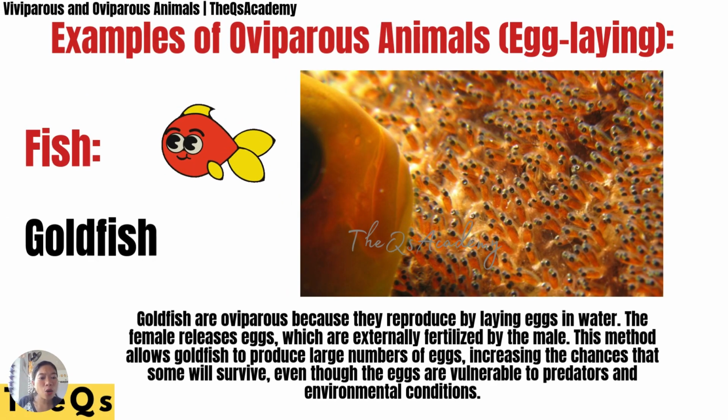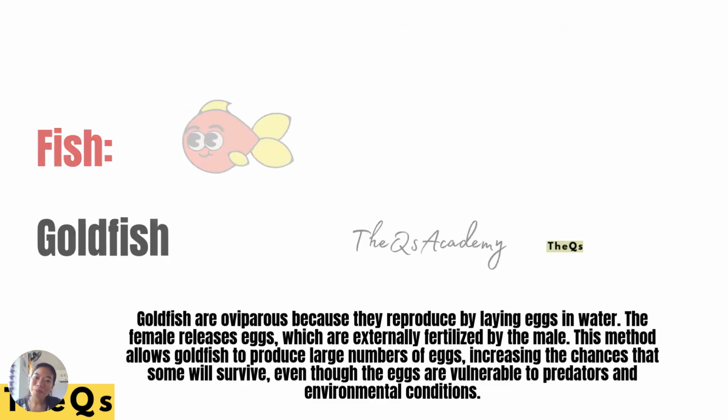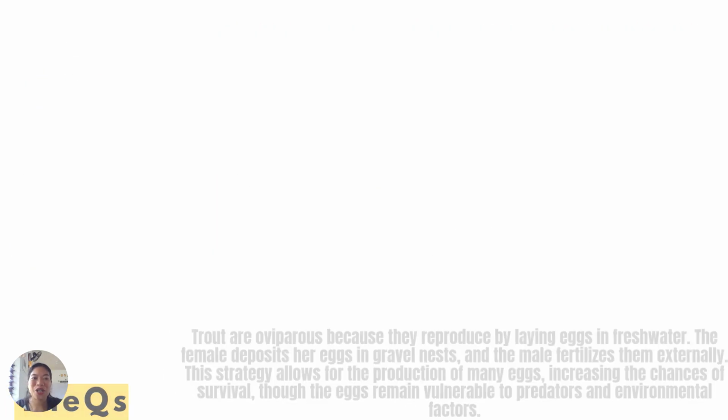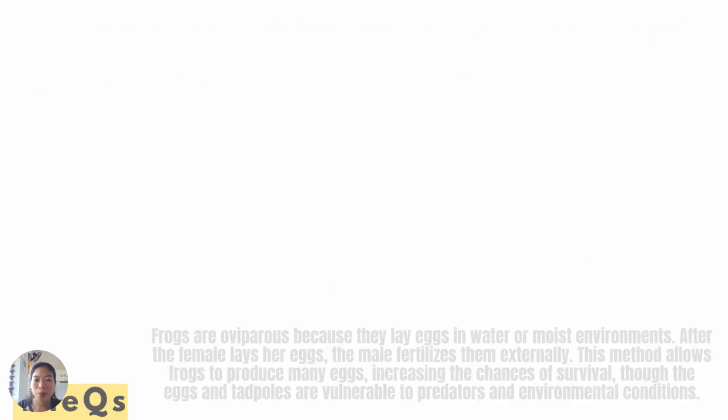So we have also goldfish. Goldfish are oviparous. They lay eggs. Okay? We have also trout. Trout are oviparous because they reproduce by laying eggs in fresh water. And yes, frogs. Common frogs lay eggs, except for the one that we mentioned a while ago.